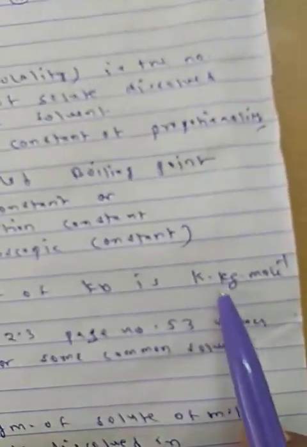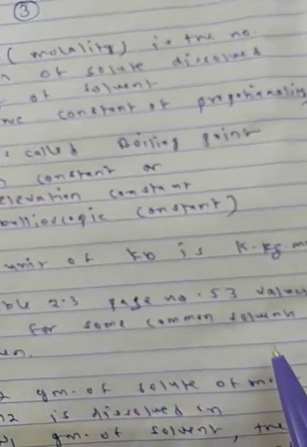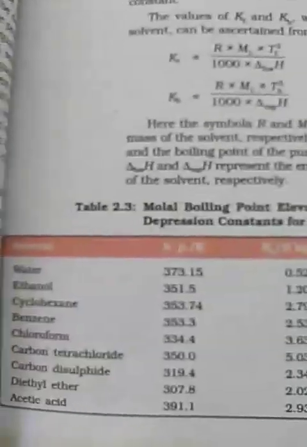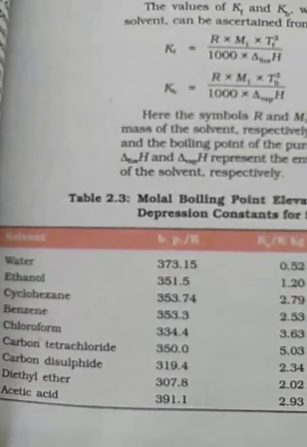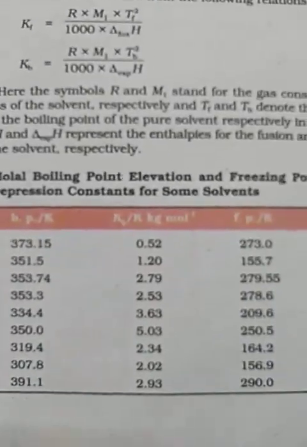The unit of Kb is K kg per mole. In table 2.3, page number 53, values of Kb for some common solvents are given. I will show you. You see in table 2.3, page 53, for water 373.15, and ethanol. These are the boiling points in Kelvin.